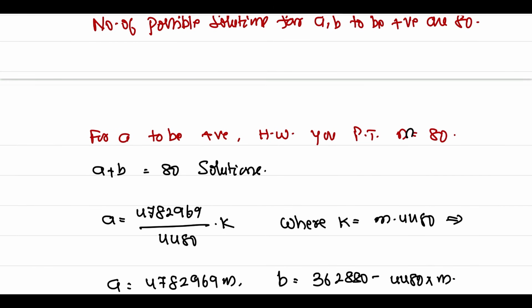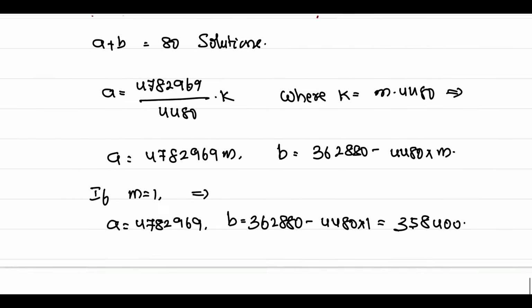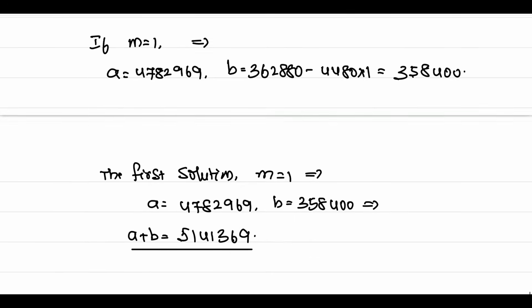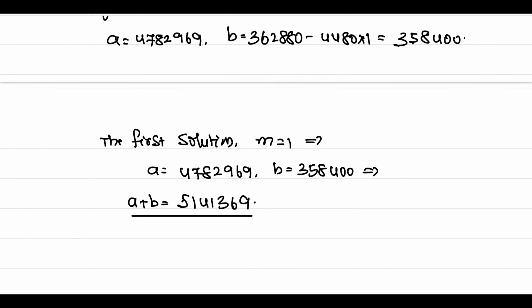A is equal to 4782969 divided by 4480 into k. K is m into 4480, which we have assumed already, because we wanted a to be greater than 0 and should be an integer. Then a and b values we have put for m is equal to 1. We have got that a plus b is equal to 5141369. Similarly, you get the values of a plus b for different other values of m is equal to 2 up to 80.